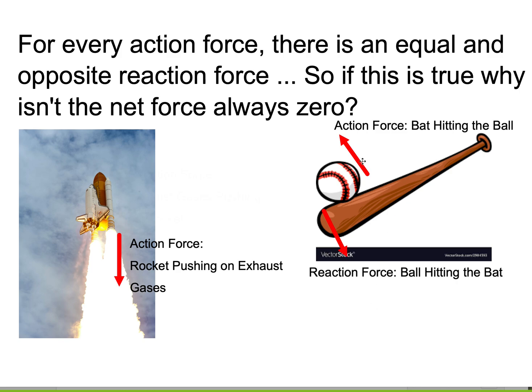Now, if these forces are exactly the same size, then why doesn't the net force equal 0? Because if the net force was 0, the baseball wouldn't go anywhere, right? It would have 0 acceleration. But when you hit a baseball, it actually does change its velocity. It starts moving in the opposite direction from where it was heading before.